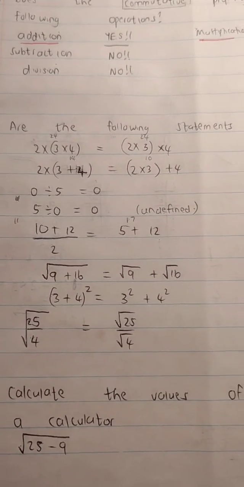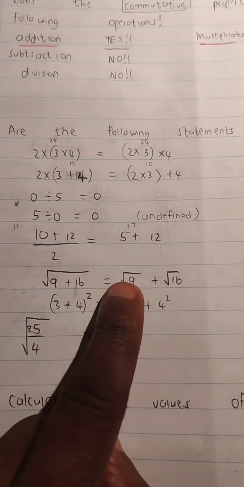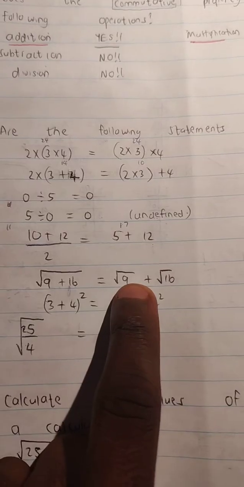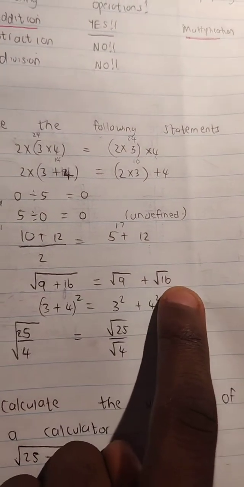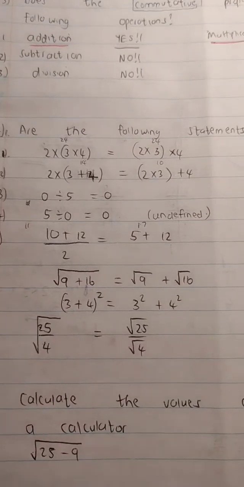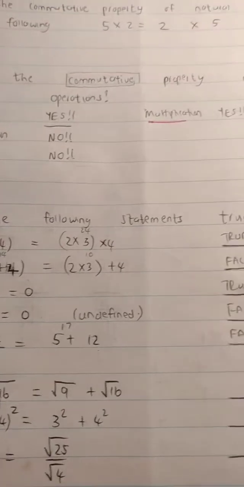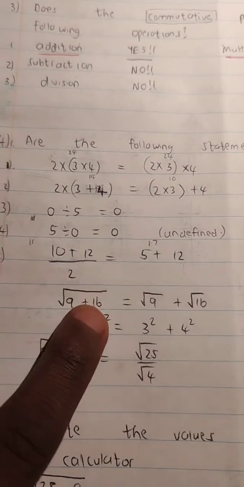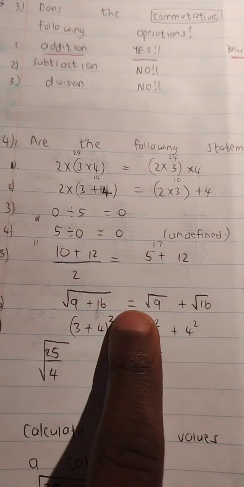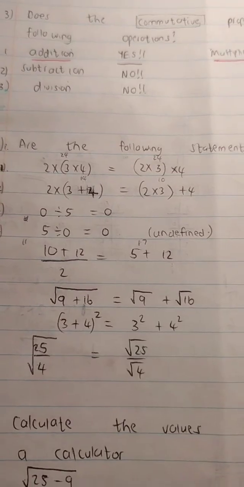Is this a true statement, that the square root of 9 plus 16, inside the square root, is the same thing as the square root of 9 plus the square root of 16? True or false? Are the following statements true or false?